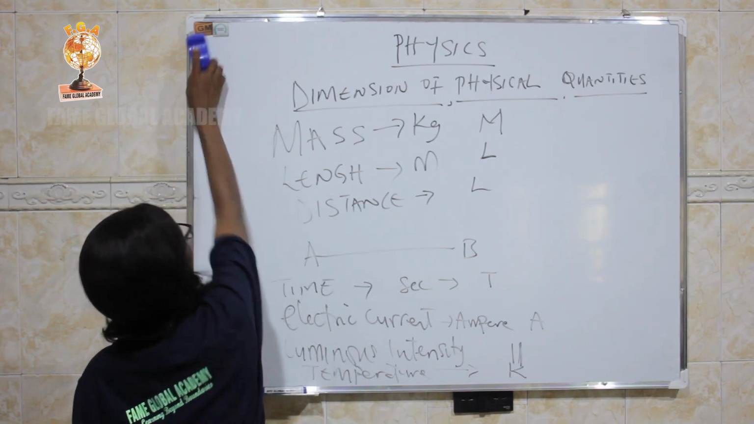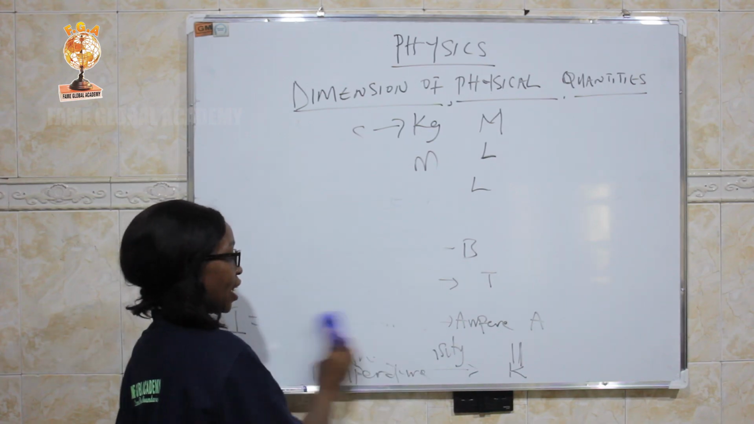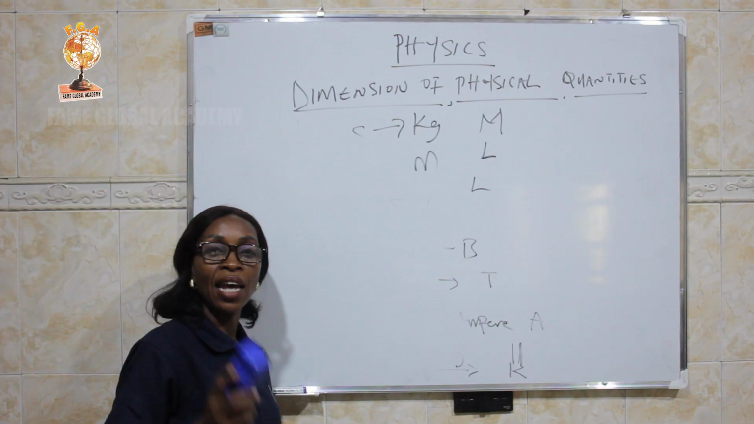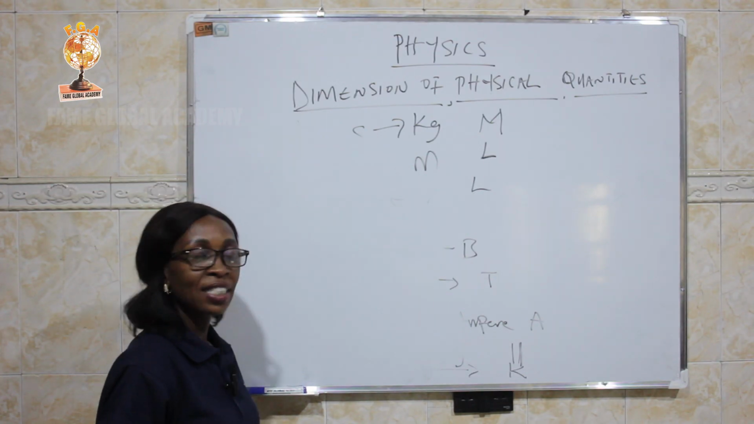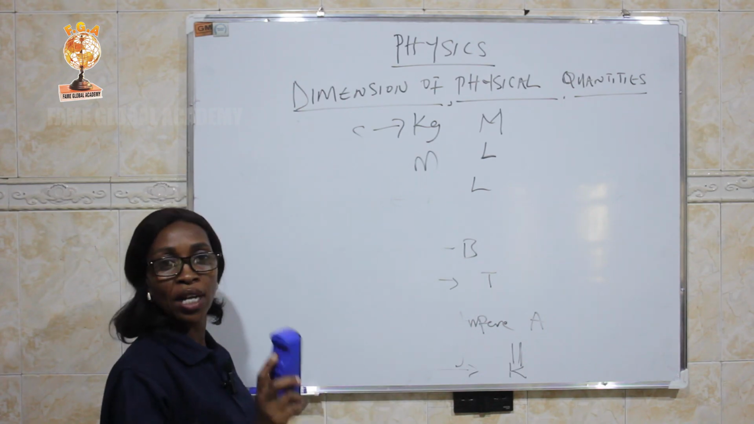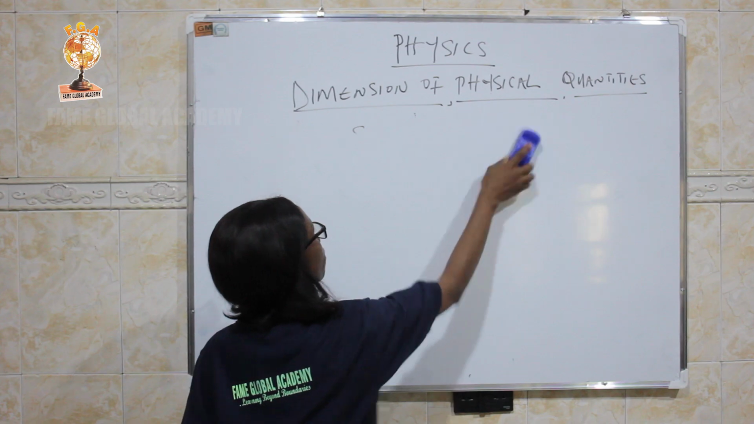Now let's put these things into practice and see how it goes. Having known that the dimension for mass is M, the dimension for length is L, the dimension for time is capital T, now let's put it into practice and see how it works. So follow me closely.